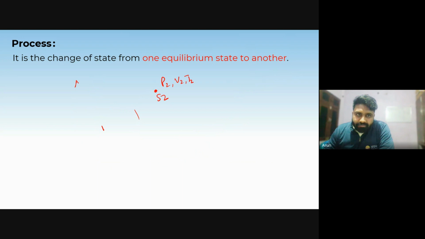I hope you are clear with the concept of process and state also now. Okay. Clear? Just give me the thumbs up if you are clear with this.